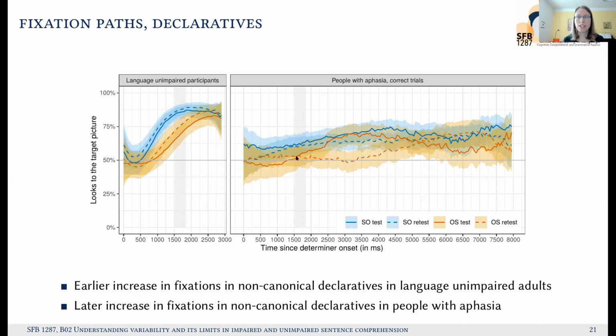We can also see that there is much more noise and much more overlap in the estimates for the different conditions. And importantly, we see that the dashed lines, which represent the retest phase, increase more slowly than the solid lines. So people with aphasia do not seem to get as efficient as the language unimpaired adults in the retest phase.